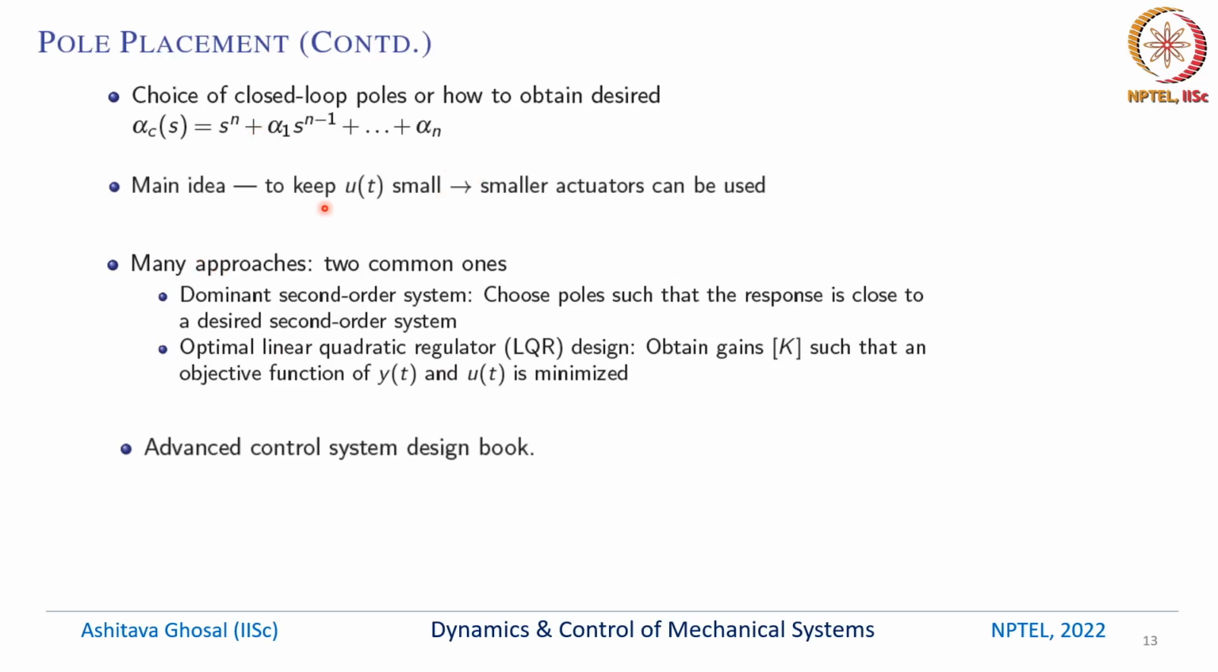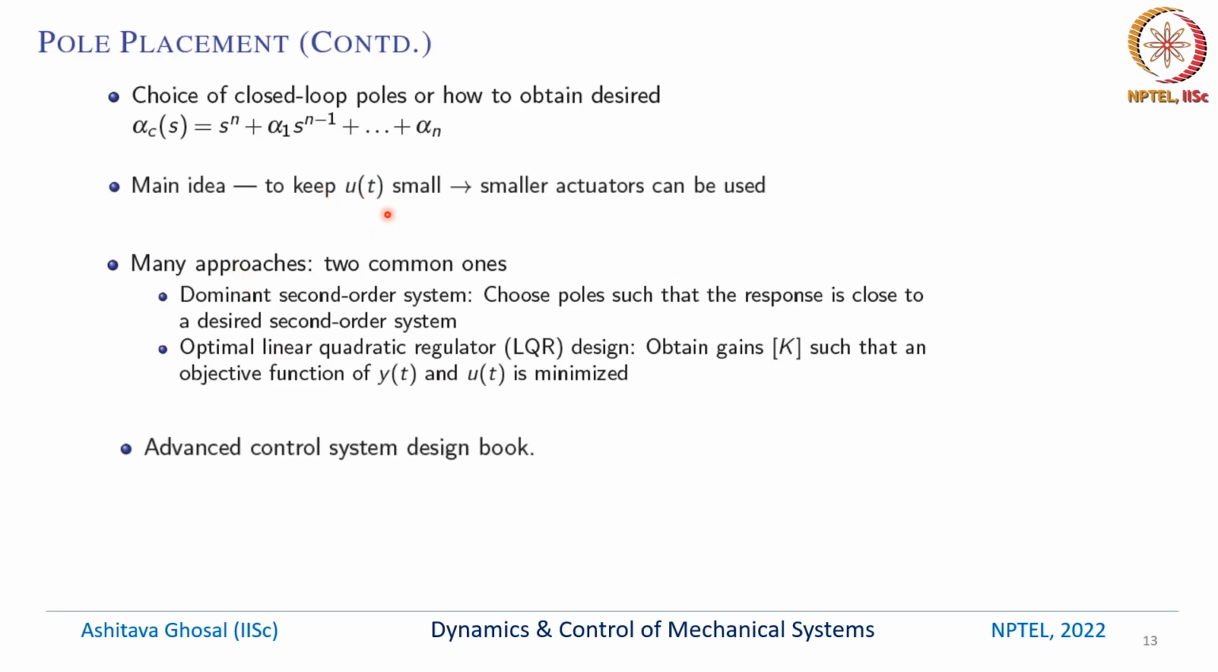So the main idea is to keep u of t small. What is u of t? Remember, u is minus K times x. So we want to keep the controller input, or the input to the plant, small. Why? Because then we can use smaller actuators. U has to be supplied by some actuator. In the case of the single link being rotated by a DC motor, u was actually the voltage which we are applying and sending to the DC motor. So we would like to make sure that the voltage which you are applying is small, and hence we can use a smaller motor.